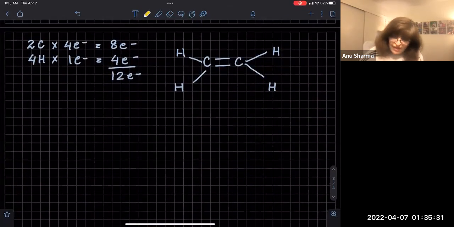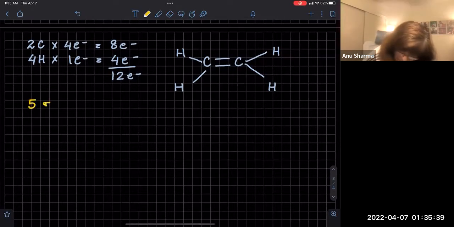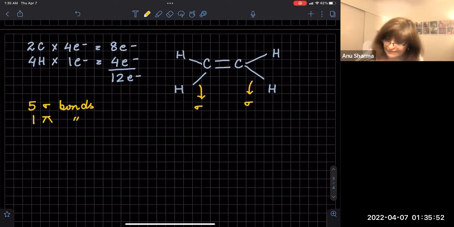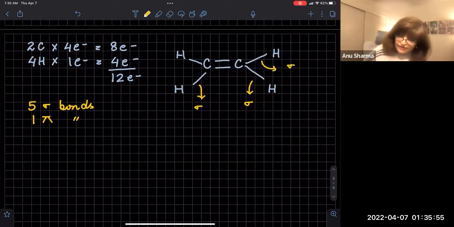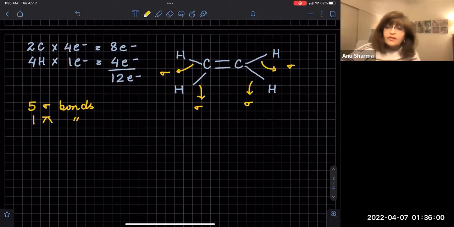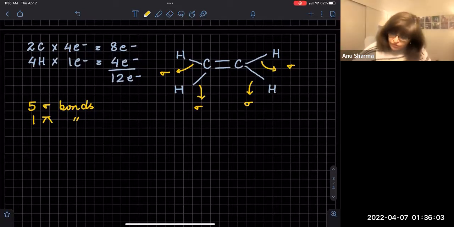After this we have 1, 2, 3, 4, 5. There are 5 sigma bonds, and there is 1 pi bond. This is a sigma bond, this is a sigma bond, this is a sigma bond, and this is a sigma bond. And where's the pi bond? The pi bond is on the top. This one is a pi bond. So that's one piece.